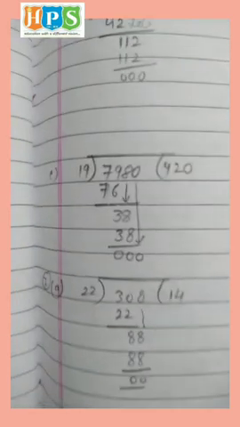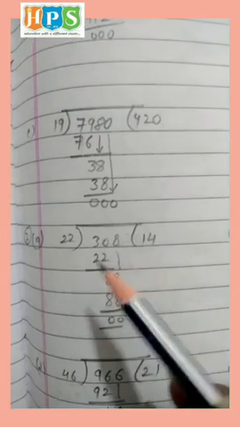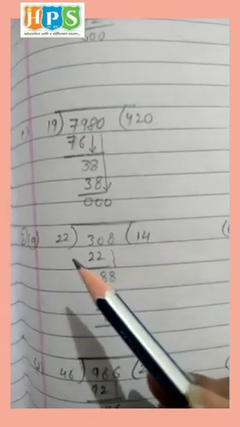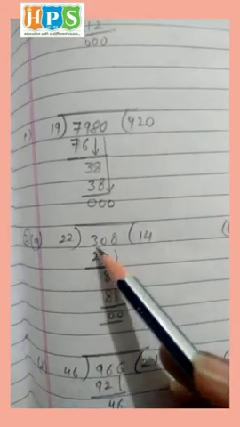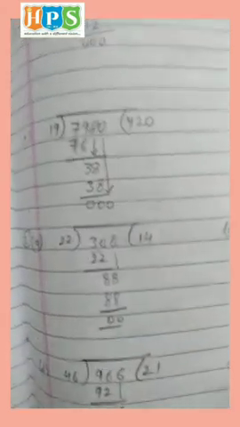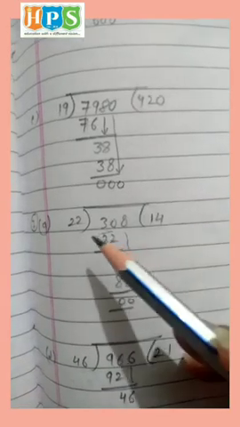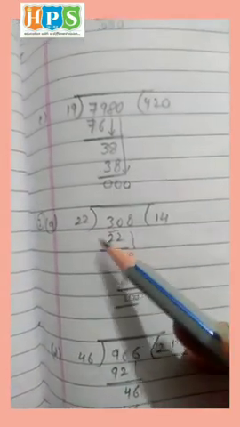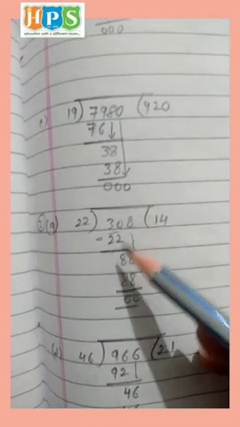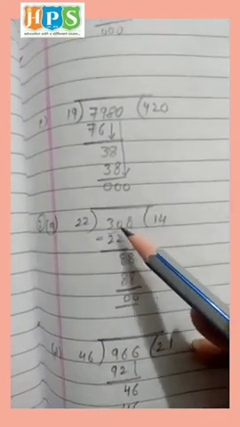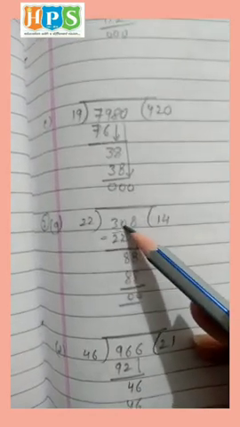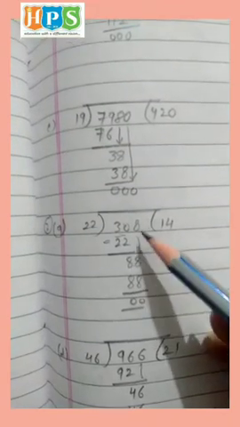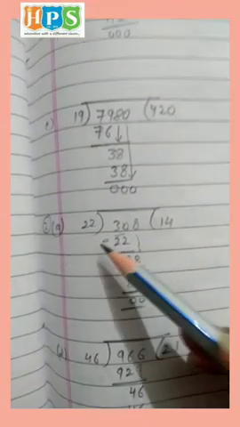Question number 7A. 308 divide 22. 22 1 is 22, 22 2 is 44. So 44 is larger than 30. We divide 22 1 is 22 and then subtract 30 minus 22. We cannot subtract 0 minus 2. So we borrow tens to ones to make 10. 10 minus 2, 8, and we write the next digit to make 88. 22 4s are 88.